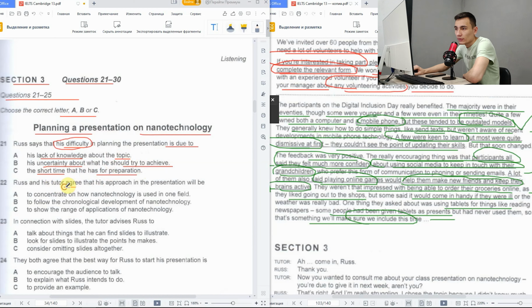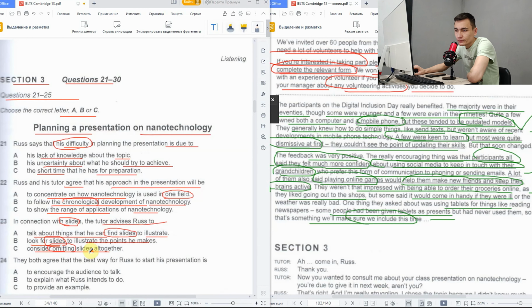Ross and his tutor agree that he will concentrate on one field, chronological development of nanotechnology, or range of applications of nanotechnology. In connection with slides, the tutor advises Ross to talk about the first slide to illustrate the points he makes. Consider omitting slides altogether.